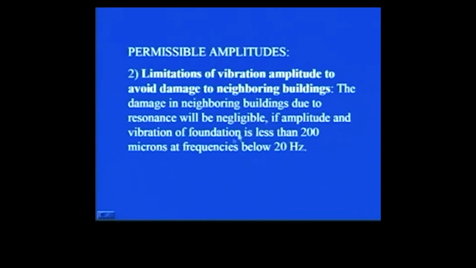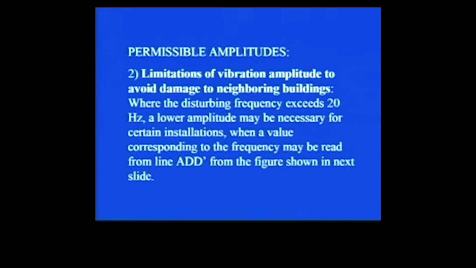If you are satisfying this particular condition, then even though you go till the frequency which is near the resonance condition, there will not be any damage to the neighboring structure. Then where the disturbing frequency exceeds 20 hertz, see earlier it was below 20 hertz, the amplitude should not be more than 200 microns. However, if the disturbing frequency exceeds 20 hertz, a lower amplitude may be necessary for certain installations, when a value corresponding to the frequency may be read from the line ADD prime from the figure.